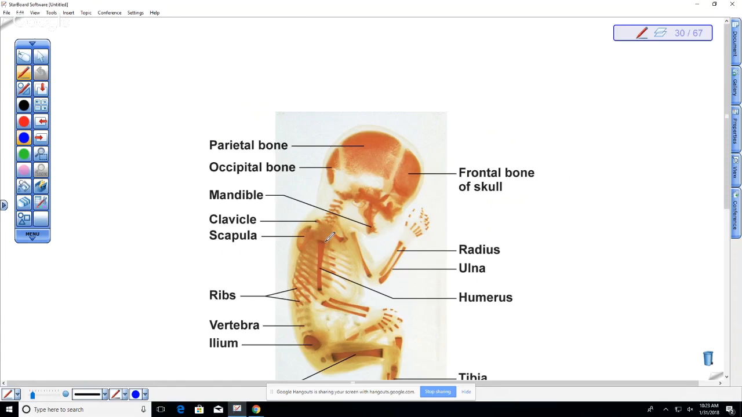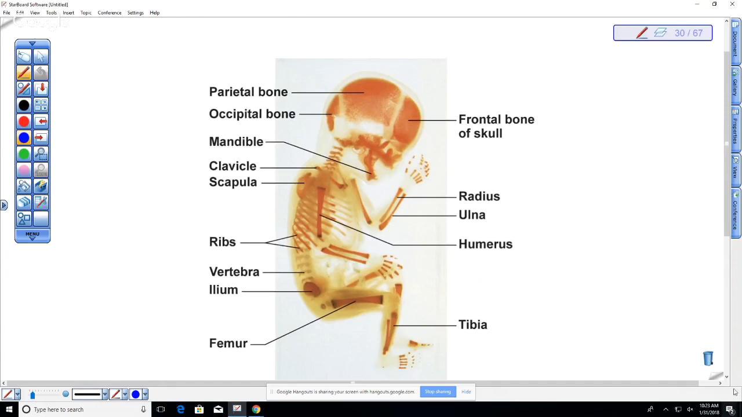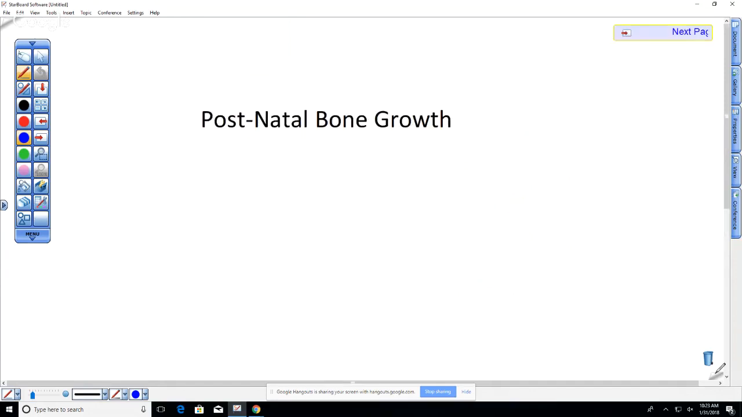We're going to next talk about what is happening at the ends of the bones that will allow the skeleton to grow. So we're going to talk about what is referred to as postnatal bone growth, so this is after a baby has been born. Specifically, when we're talking about the length of bones, we'll just emphasize long bone growth, and we're going to talk about the epiphyseal plate.